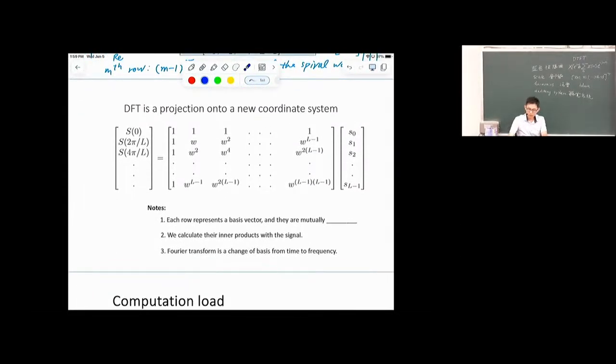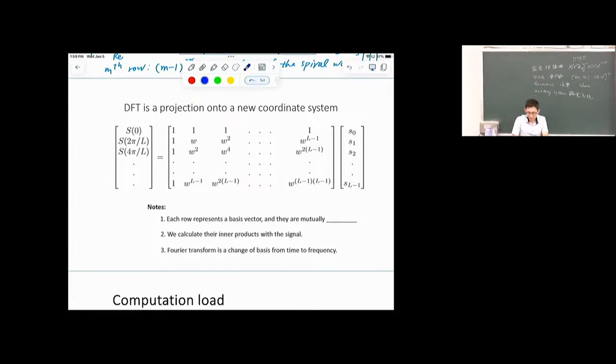So basically here, we can have some summary. The DFT is a projection onto a new coordinate system. Let's say our signal has L samples in the time domain. So the time domain is a coordinate system. Being L, we have L dimensions. Each sample can take values, real or complex, but anyway, every sample is one dimension, and in total, we have L dimensions. Okay, so it's a coordinate system.